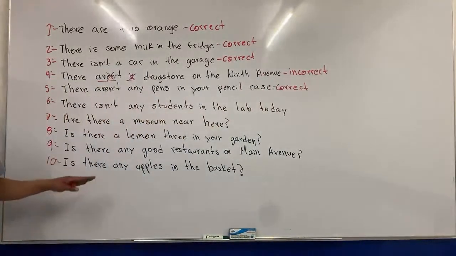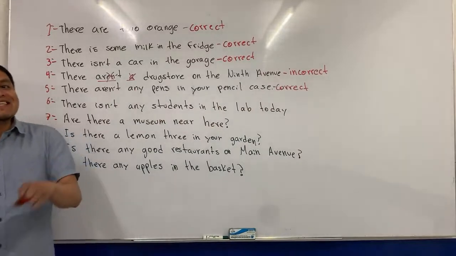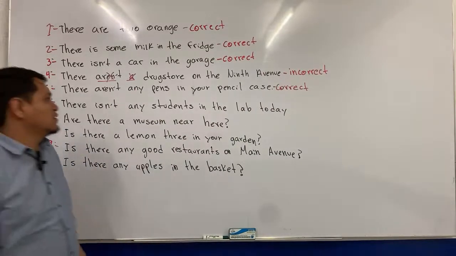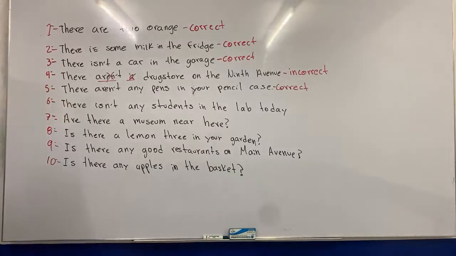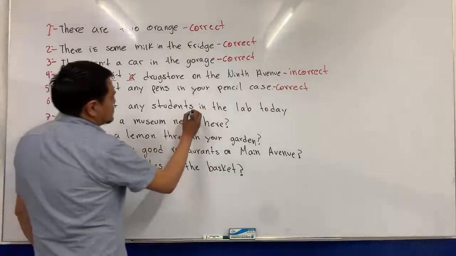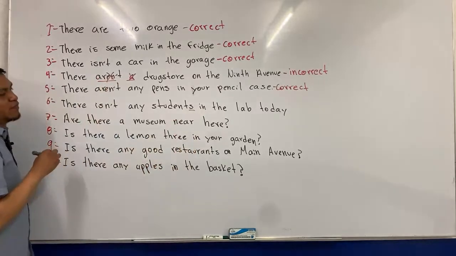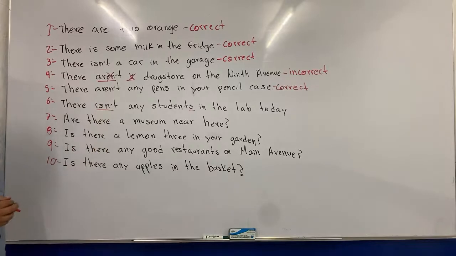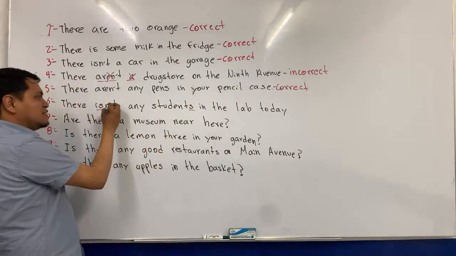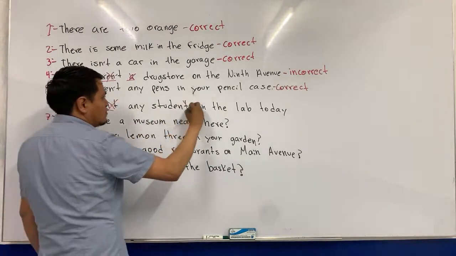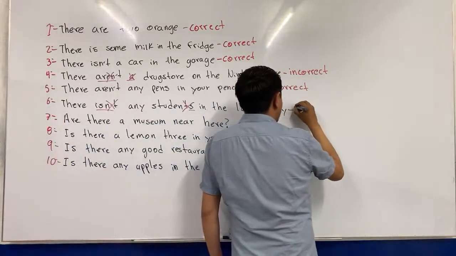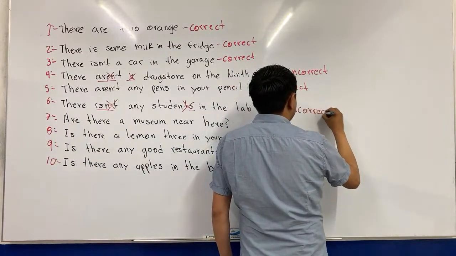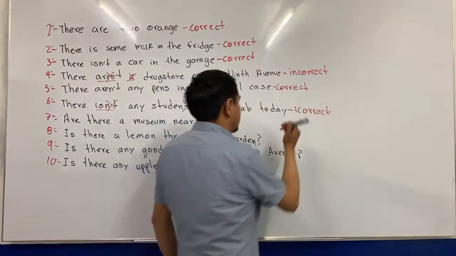Six, there isn't students in the lab today. There isn't students in the lab today. Right. This is correct or incorrect? It's incorrect because in this case we have plural, but isn't is for singular. So this is plural and this is singular. This is wrong. Incorrect.